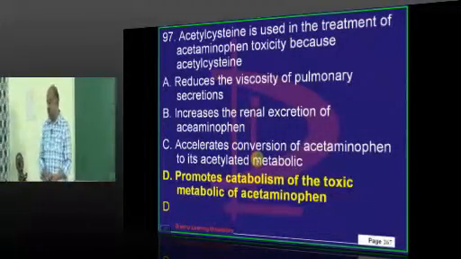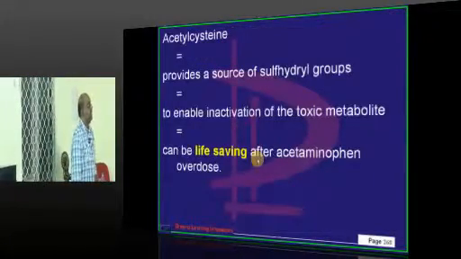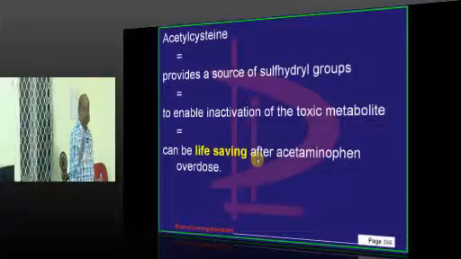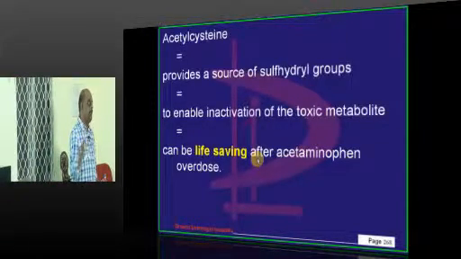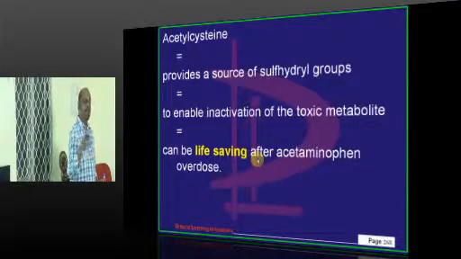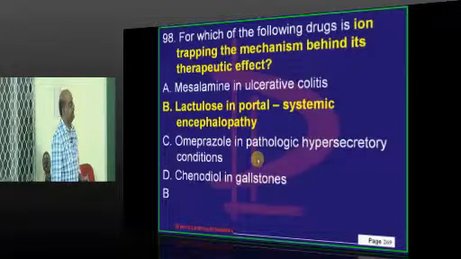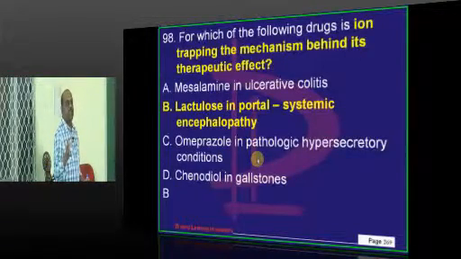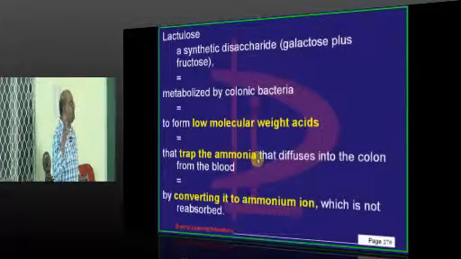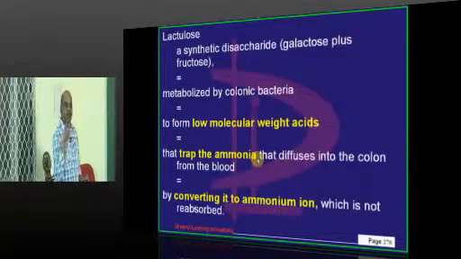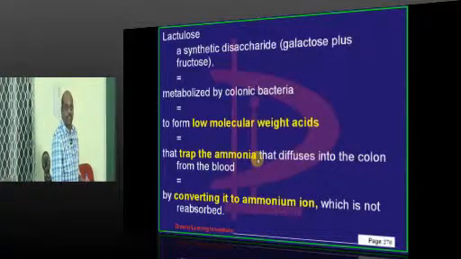Why do we give acetylcysteine? It is a source of sulfhydryl groups which inactivate the toxic metabolite produced by the acetaminophen, hence they will save the liver from the injury by that toxic metabolite. Lactulose is an example of a drug which uses ion trapping to trap the ammonia and prevent hepatic encephalopathy in the patients who are having cirrhosis of the liver.